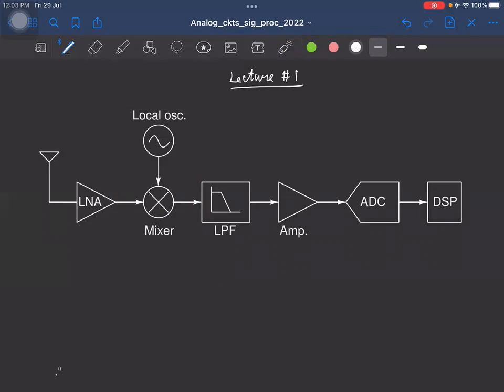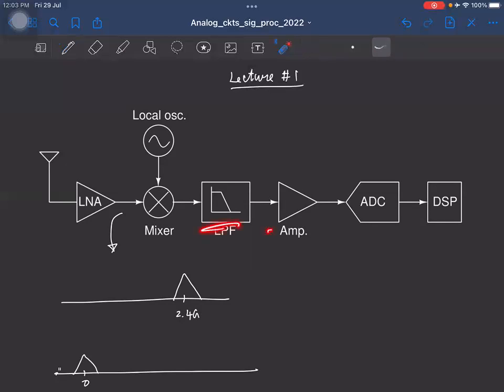For example, you might have a Bluetooth or Wi-Fi signal, say around 2.4 gigahertz. This might be the input of this mixer. And the job of the mixer is to down convert it so that you get the original signal around DC. And then you have a bunch of filters, amplifiers, and then an analog to digital converter. And later the digital samples are fed to a DSP that will do the further demodulation, right?